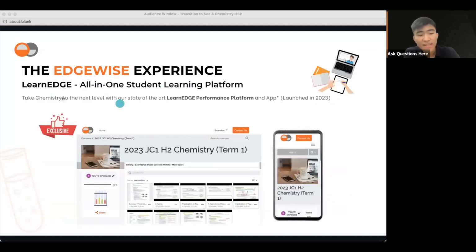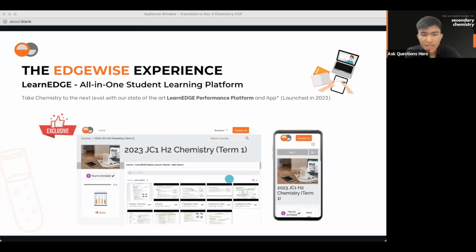It is an all-in-one state-of-the-art learning platform, which we're going to officially launch next year. And you can see that we have a lot of deep resources, for example, video lessons and concise summary notes that you can access 24/7.